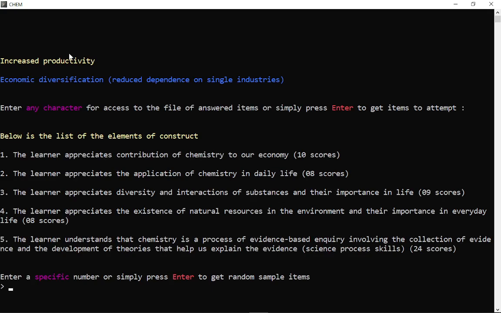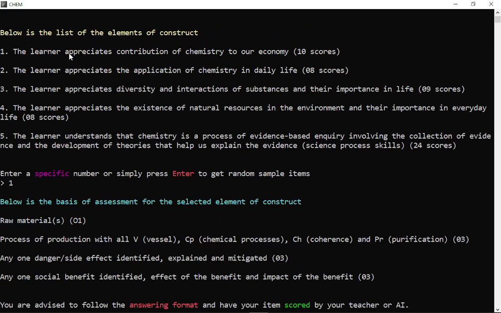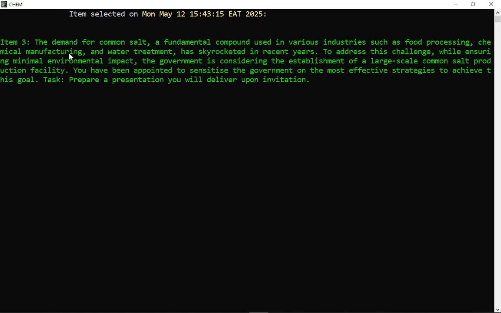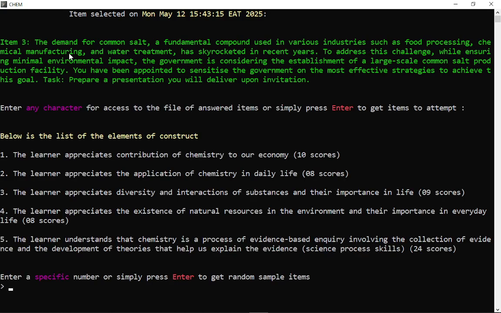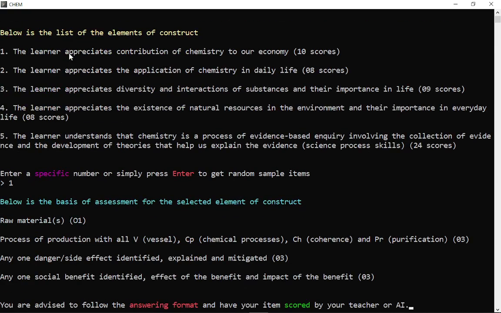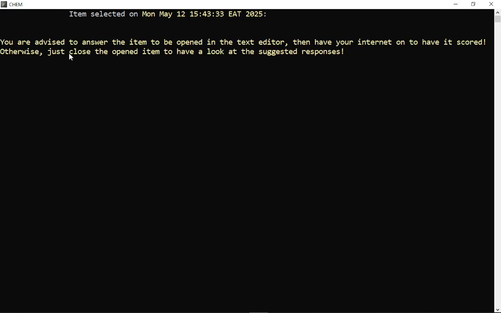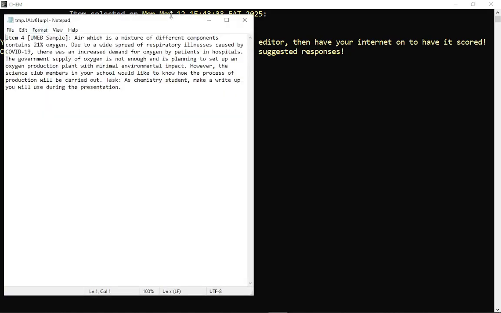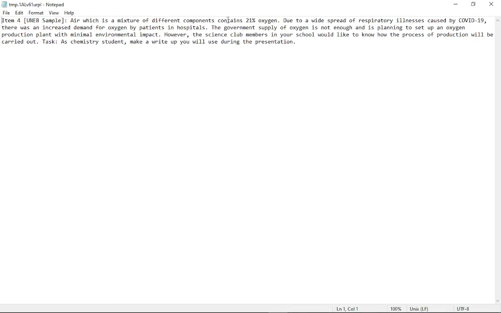So I've come to show a way we are marking these items. I'm going to choose my element of construct, and maybe it's element of construct 1. That is how they mark it. Then they are choosing a question, but this one is not going to be marked. It's something for me to try out. I'm not interested. Maybe in future we're going to have all those answers included. I'm more interested in something that I'm going to answer, and it is marked. So they're advising me to answer that item and then have it marked. The item comes with a UNEB sample, which is very fine.